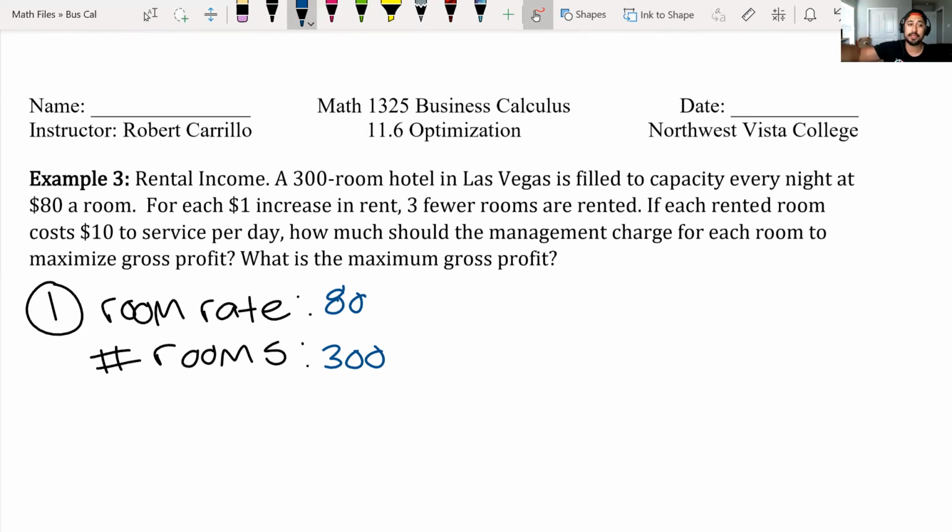Okay, so for each $1 increase in rent, 3 fewer rooms are rented. So to represent each $1 increase in rent, we say 80 plus 1x. And if we increase the room rate by $1, 3 fewer rooms are rented. So that would be minus 3x.